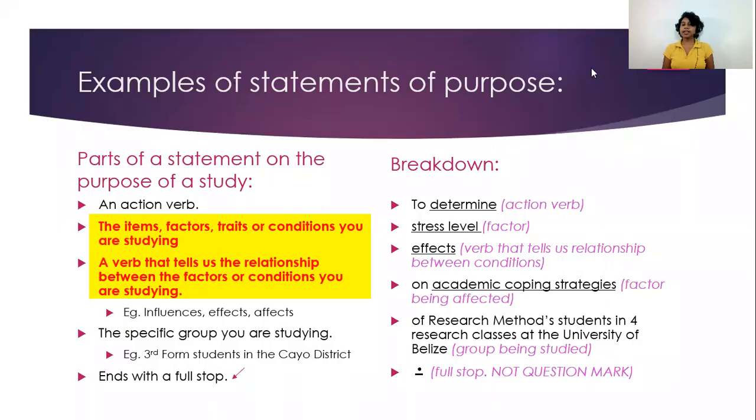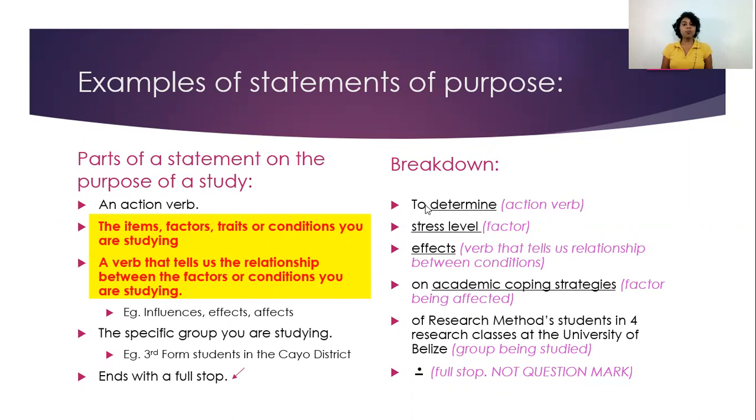Here we have examples of statements of purpose, that is the purpose of the study, broken down. So remember I said it starts with "this research aims to." Here we're going to say that's a given. It is followed by an action verb, such as to determine, and the items, factors, traits, or conditions you are studying, that is your variables, and a verb that tells us the relationship between those conditions.